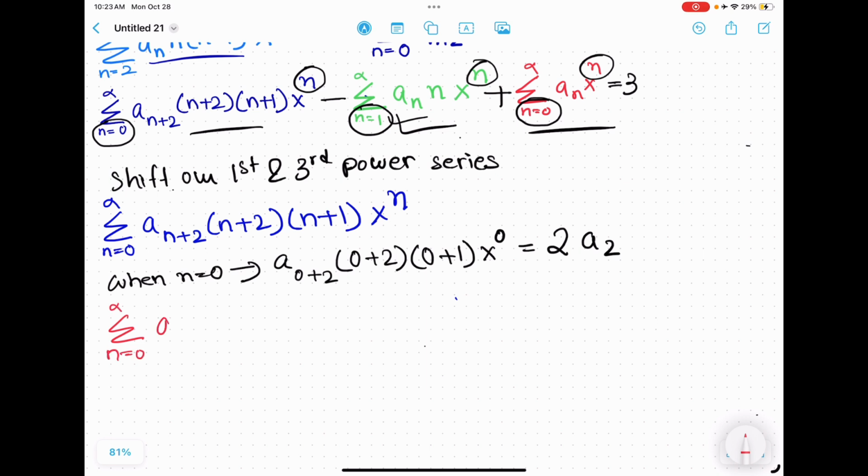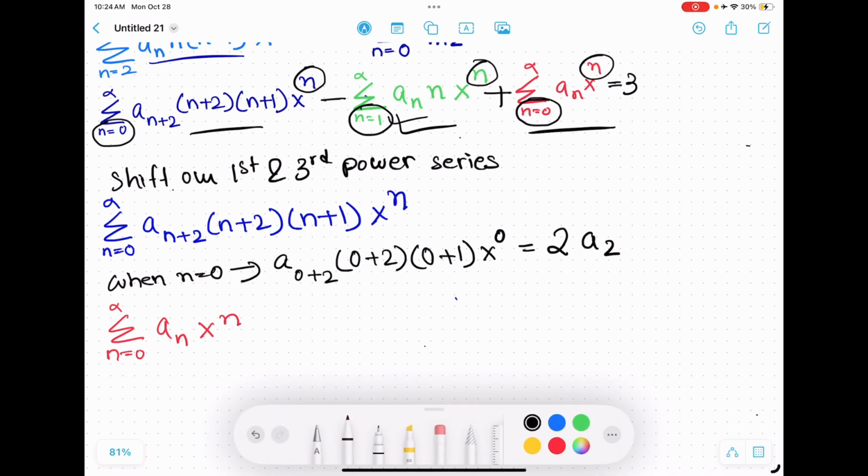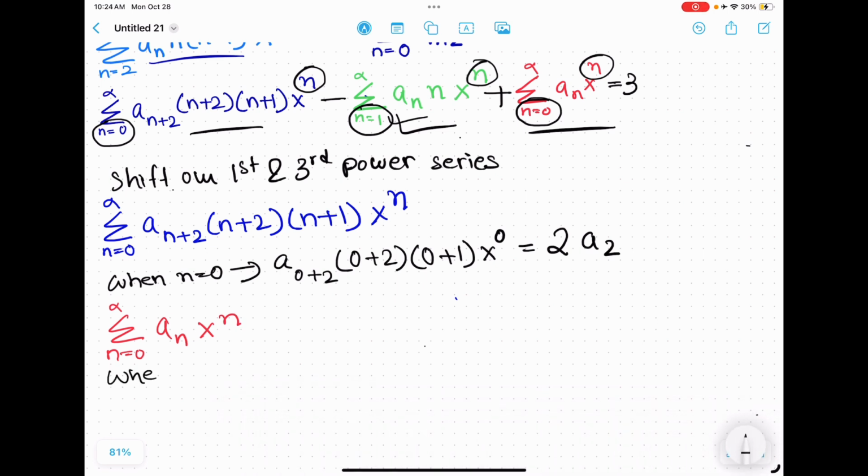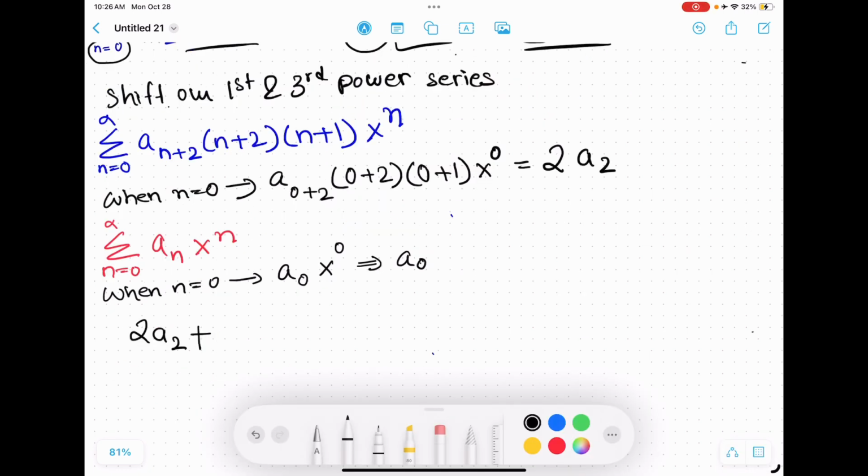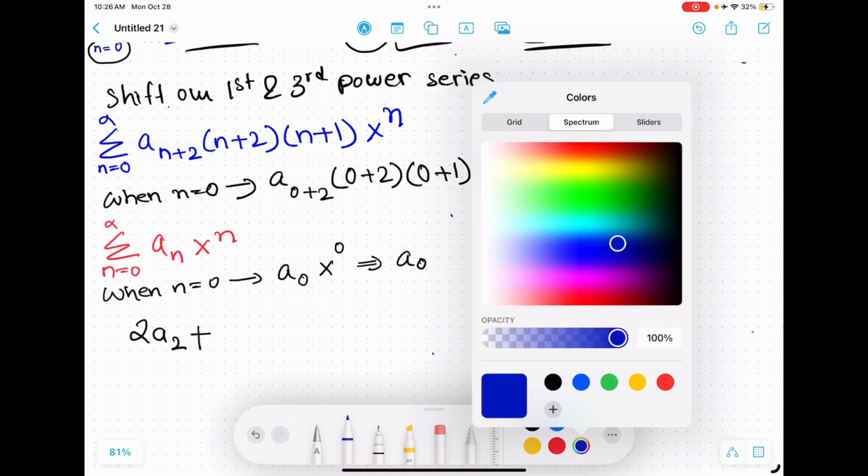Then I have my third power series, which is summation n equal to 0 to infinity a sub n x to the power n. When n equal to 0 for this one, I have a sub 0 x to the power 0, which simplifies to just a sub 0. Okay, so now let's write these terms separately. So I have 2a sub 2 plus, and then my first power series, so taking out my blue ink.